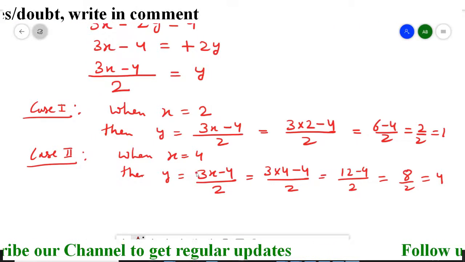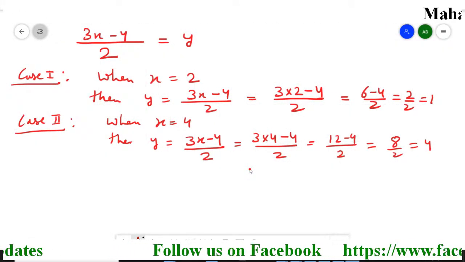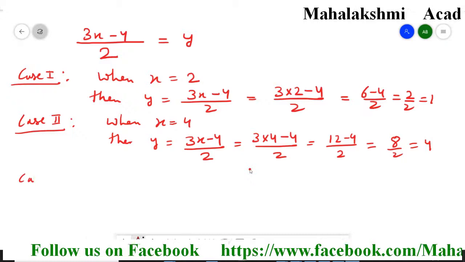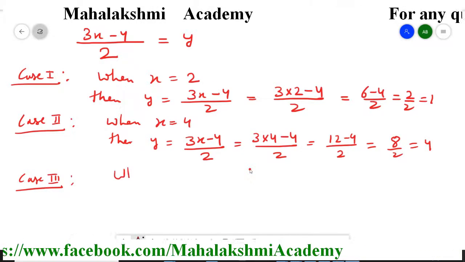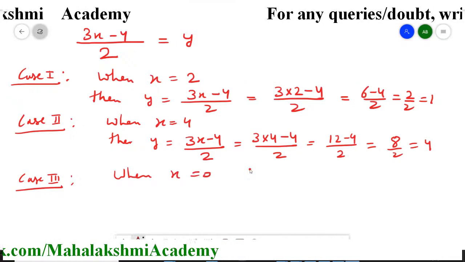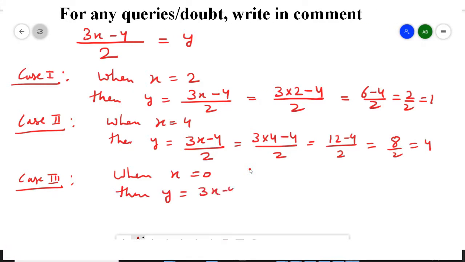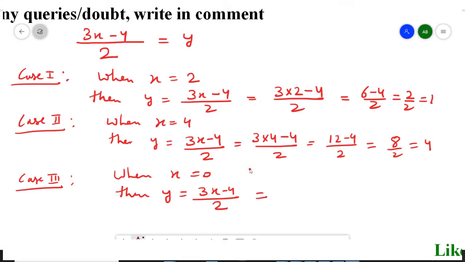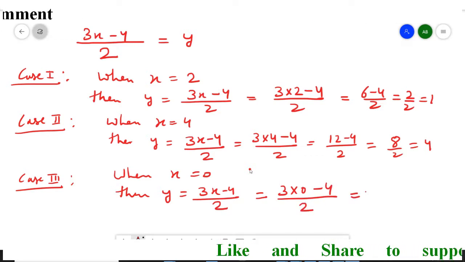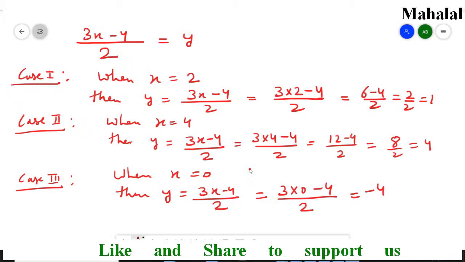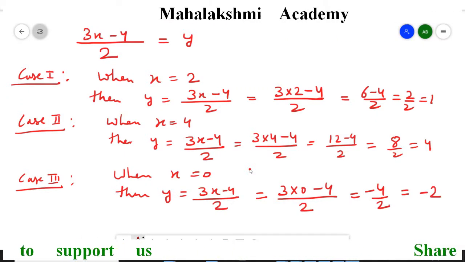In the same way, case third, just select x as 0. So when we select x as 0, in that situation y is going to be 3x minus 4 upon 2 is equal to 3 multiplied by 0 minus 4 upon 2 is equal to, because 3 into 0 is 0, so minus 4 upon 2 is equal to minus 2. So we obtain the coordinates.